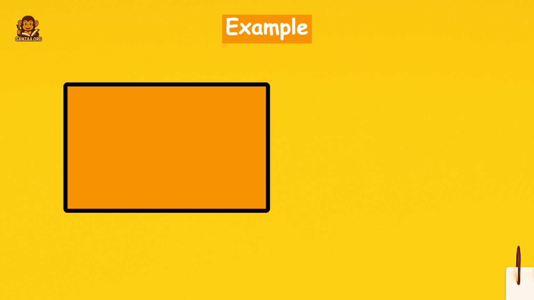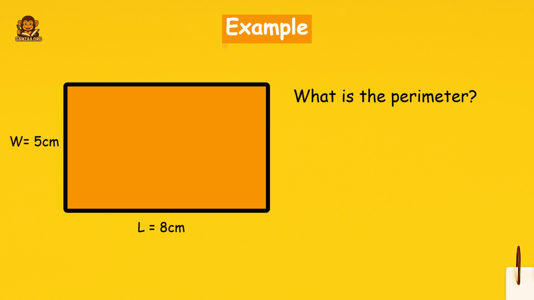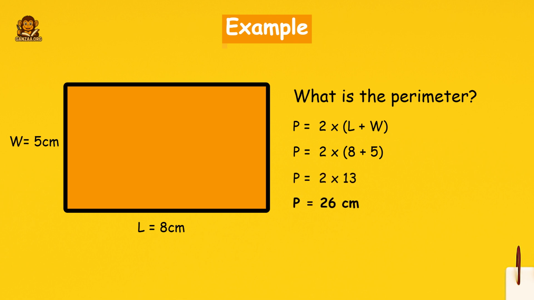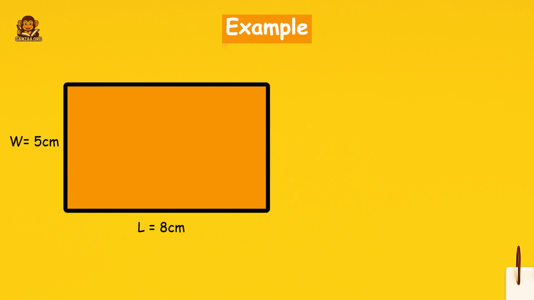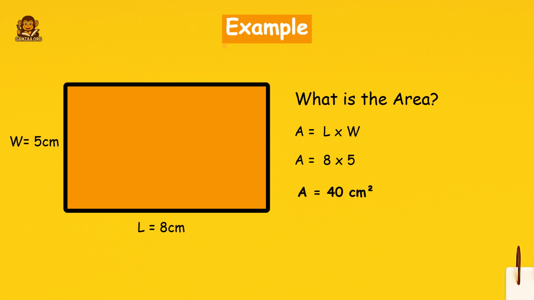Let's try an example. Imagine a rectangle that's 8 centimeters long and 5 centimeters wide. What's the perimeter? Perimeter equals 2 times the sum of length and width. 2 times (8 plus 5), 2 times 13, perimeter equals 26 centimeters. What's the area? Area equals length times width. Here it's 8 times 5. Area equals 40 square centimeters.